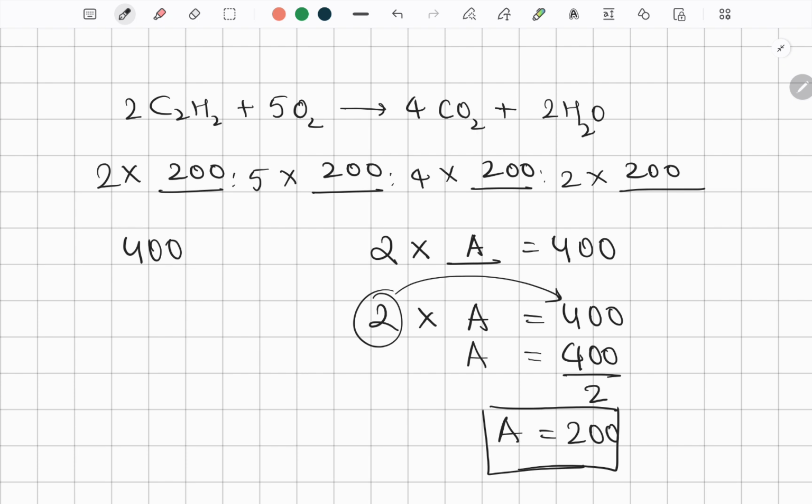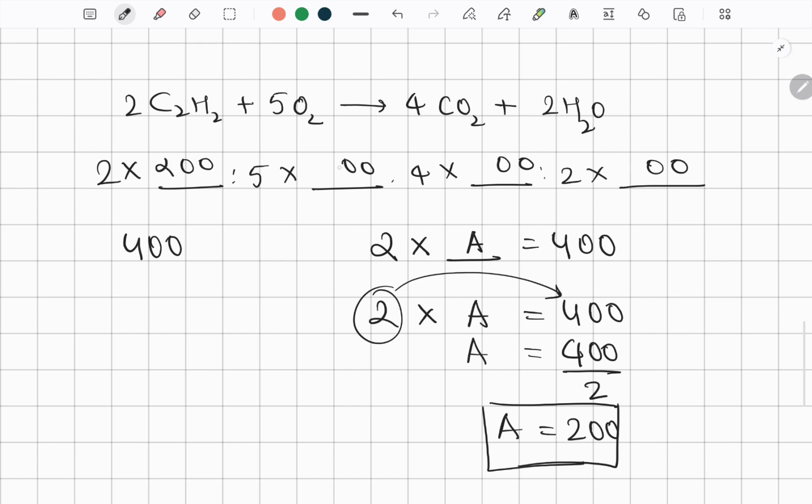Do remember this thing: whatever value comes for one blank space, all the blank spaces will have the same value. I'm talking about the dash. If the answer came 100, I have to write 100 over here, for all of them. If the value comes 200, then I'll put 200 only. Now see, 2 into 200 is 400. Cross verified? Correct. That's it. This much we have to do, and now we have the answer for everything.